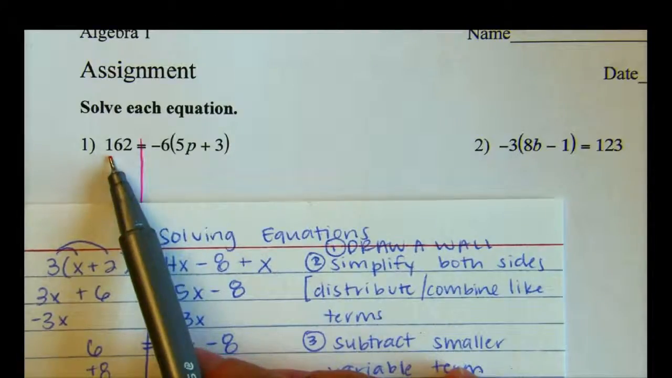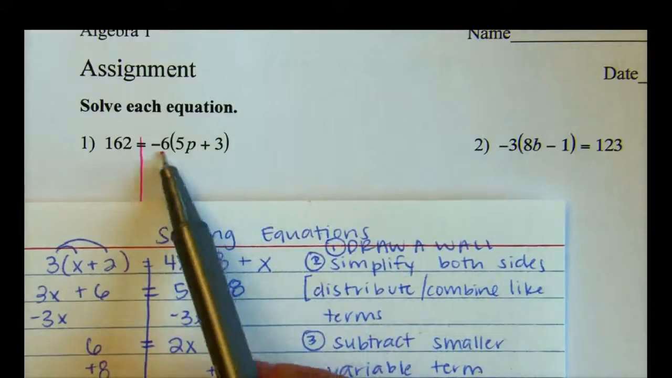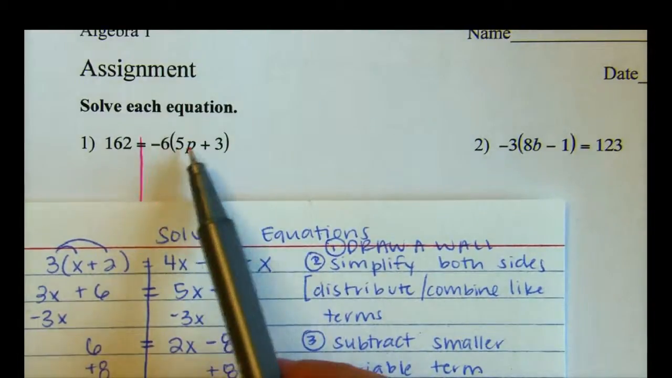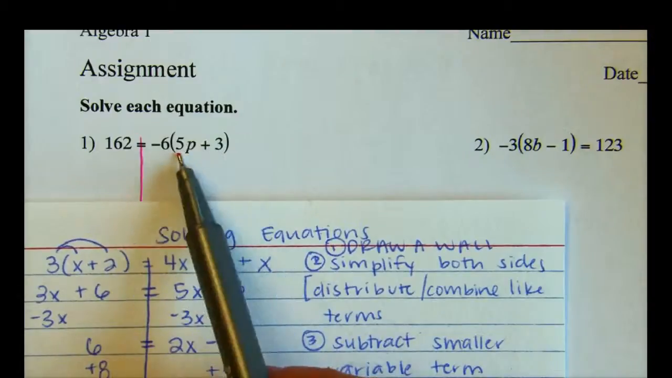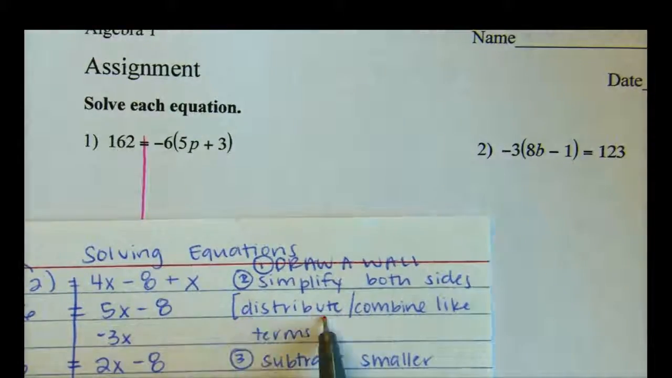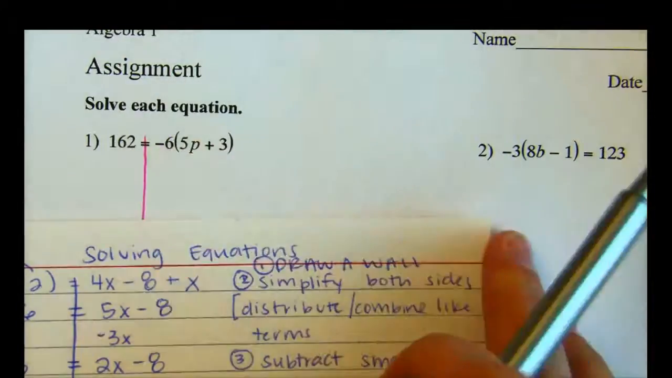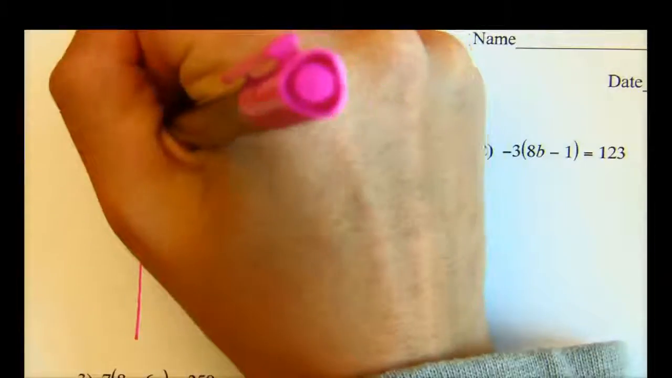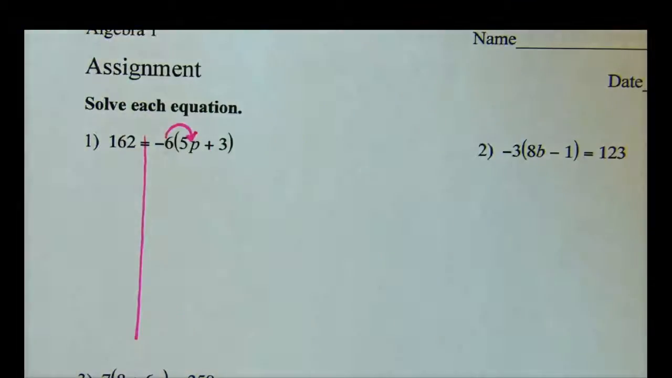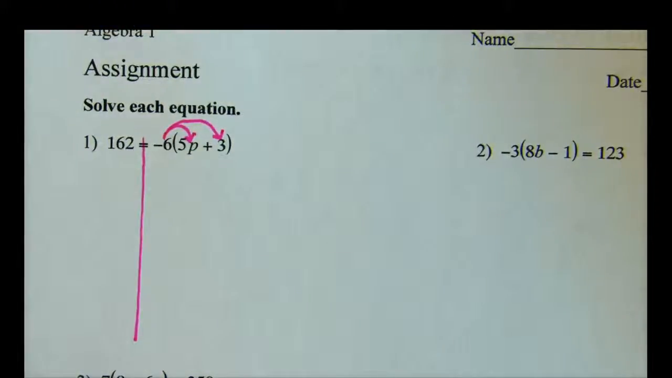Well, on this side, there's nothing that I can simplify. It's just a number. Over here, though, I've got a number and then parentheses, and I've got 2 terms within my parentheses. Whenever I see something like that, I have to remember to distribute. So I'm going to be distributing that -6 inside of my parentheses. The -6 goes to my first term, 5p. The -6 goes to my second term, 3.